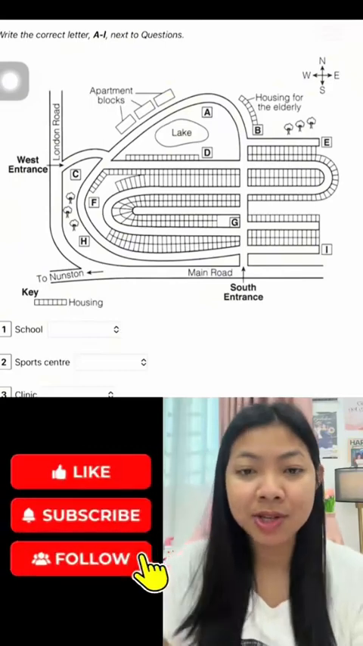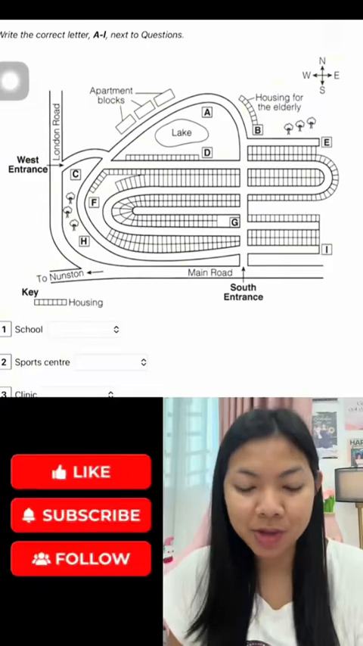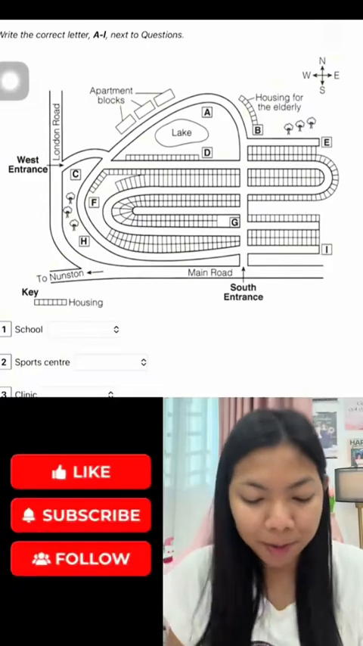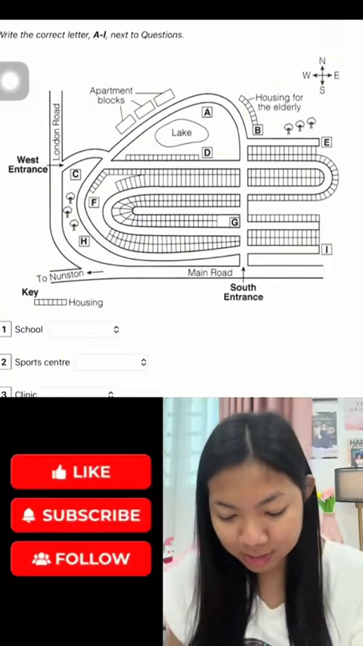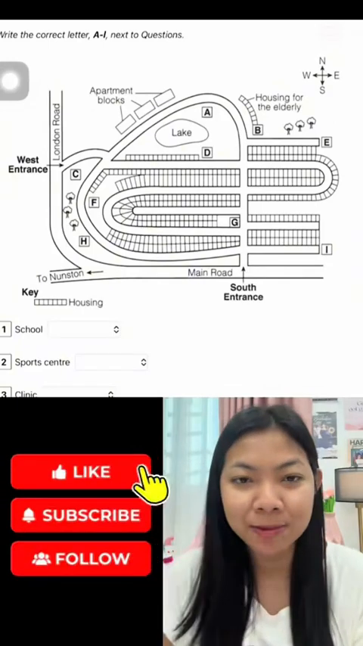So here it's just a general description of the map. They try to tell you, okay, they have apartment blocks, 3 apartment blocks. Main road, blah, blah, blah. Just listen for the description first.